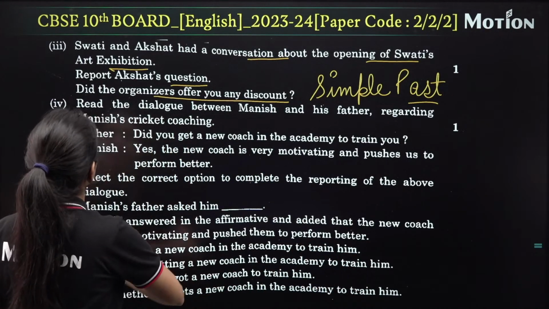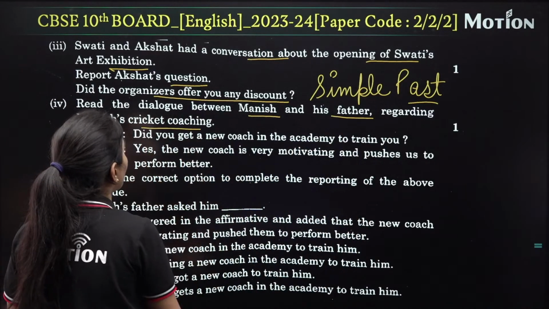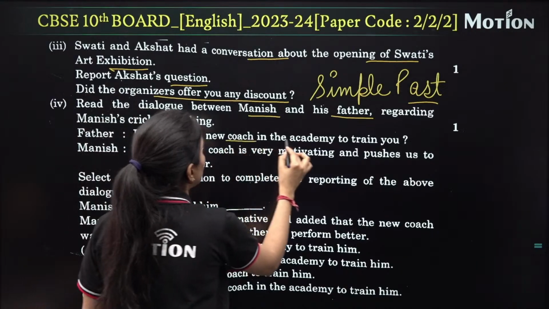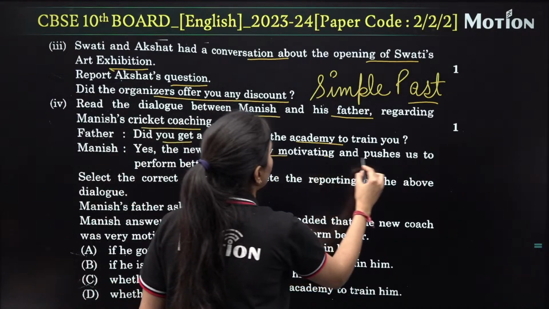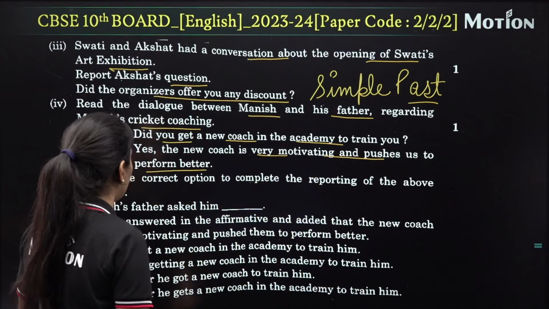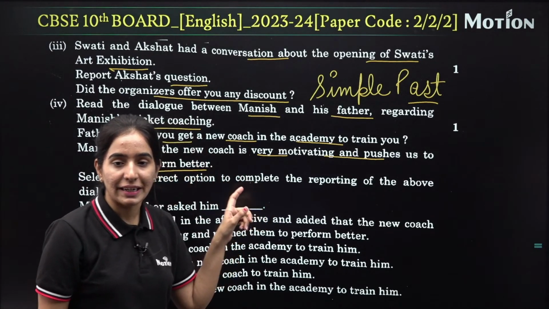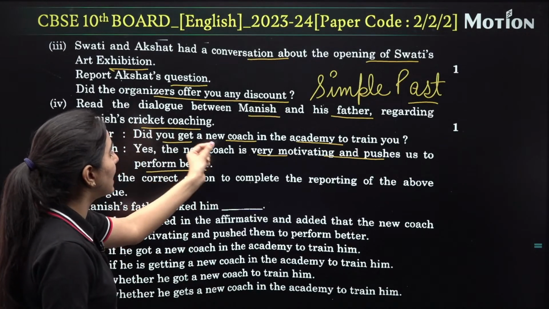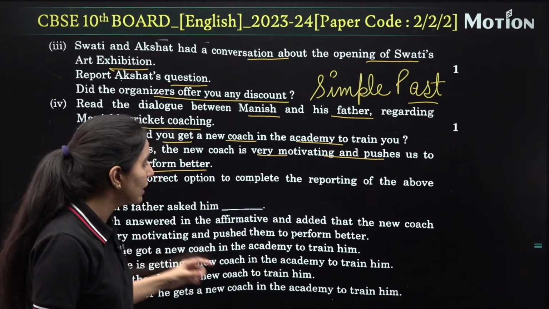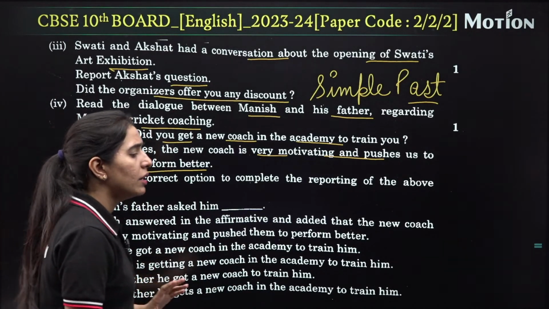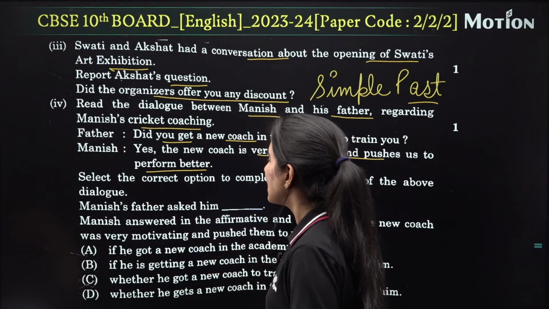Next, read the dialogue between Manish and his father regarding Manish's cricket coaching. Father says, did you get a new coach in the academy to train you? And Manish says, yes, the new coach is very motivating and pushes us to perform better. Now you have to select the correct option to complete the reporting. The question is in simple past, so you have to change it to past perfect, but when I was checking the options, no such option has been mentioned. So let's stick to simple past only.